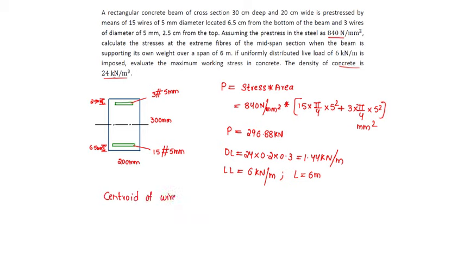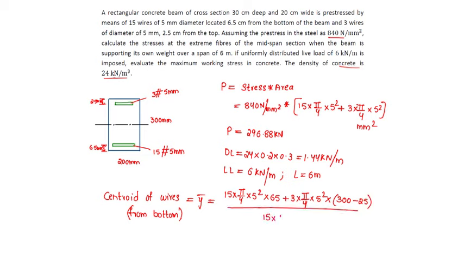Centroid of wires, say from bottom as y bar, will be equal to: at the bottom there are 15 bars of 5 mm dia, so 15 into pi by 4 into 5 square into a distance of 65 mm from bottom, plus at the top there are 3 bars, area is 3 into pi by 4 into 5 square into their distance from bottom, which will be 300 total depth minus distance from top, divided by 15 into pi by 4 into 5 square plus 3 into pi by 4 into 5 square. So the centroid will be obtained as 100 mm.